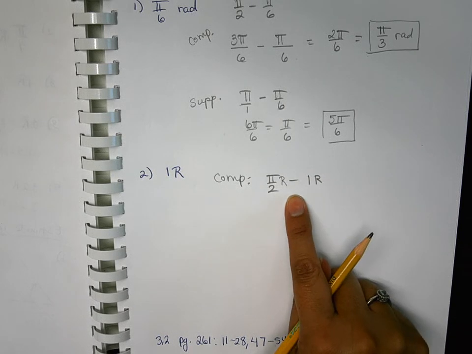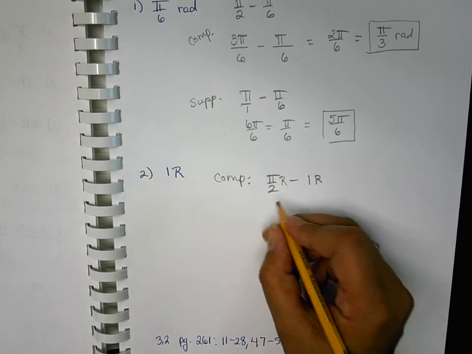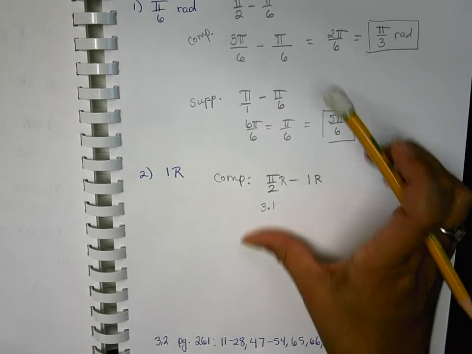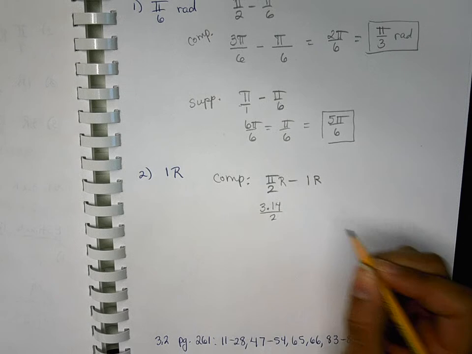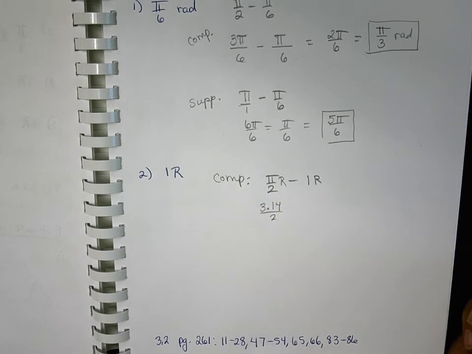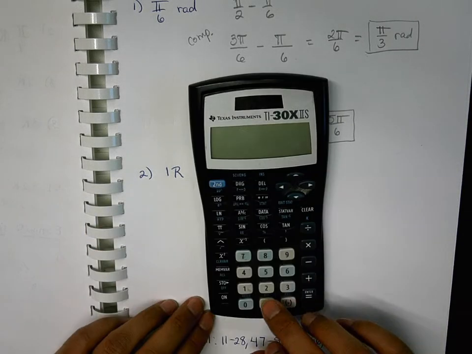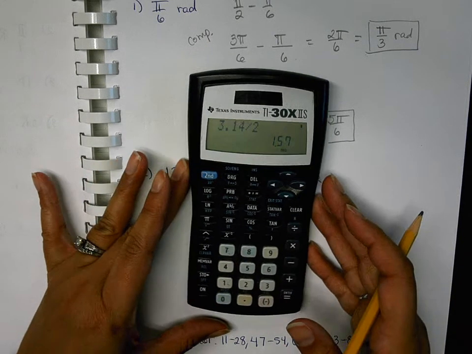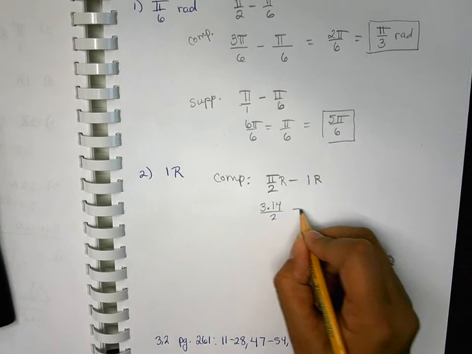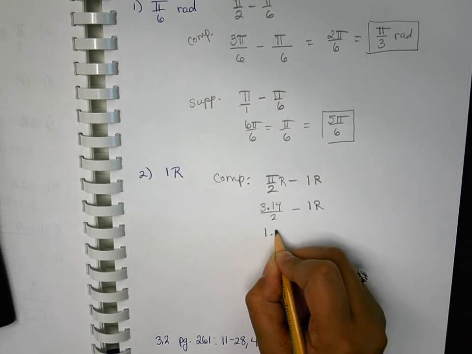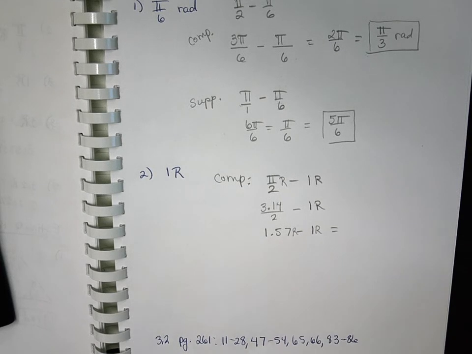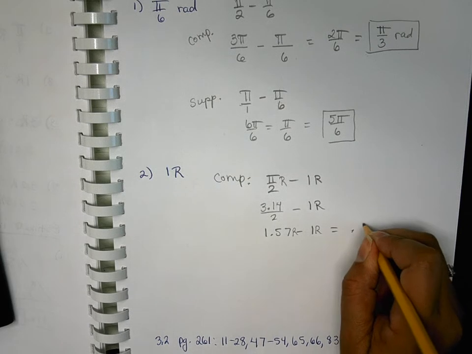Pi over 2 is equivalent to what? How do I figure it out? 3.14 divided by 2. So you do 3.14 divided by 2. 3.14 divided by 2 is 1.57. What was it? 1.57 minus 1, and these are both radians. What does that equal? 0.57. So 0.57 R.